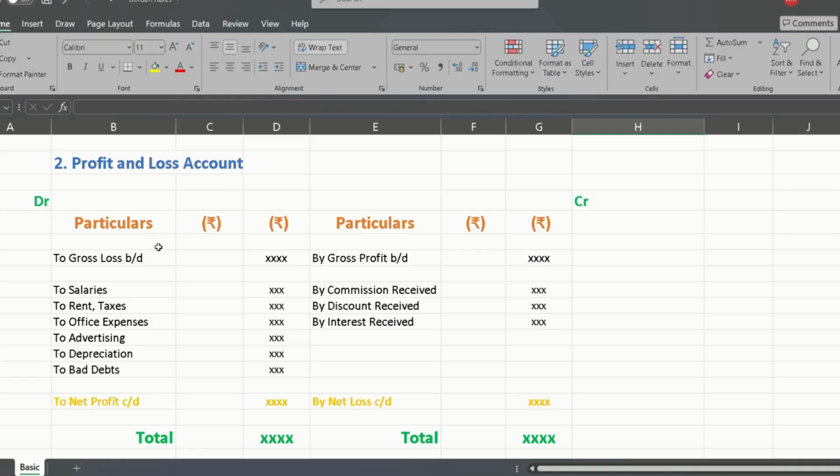Format of profit and loss account: particulars, amount, debit and credit side. On the debit side, all indirect expenses like rent, salary, depreciation, advertisements, etc. On the credit side, indirect incomes like commission, discount received, interest received, etc. If the credit side is more, net profit. If the debit side is more, net loss.